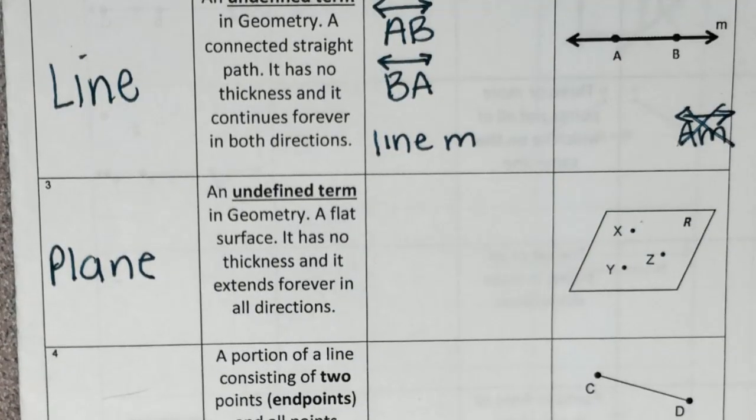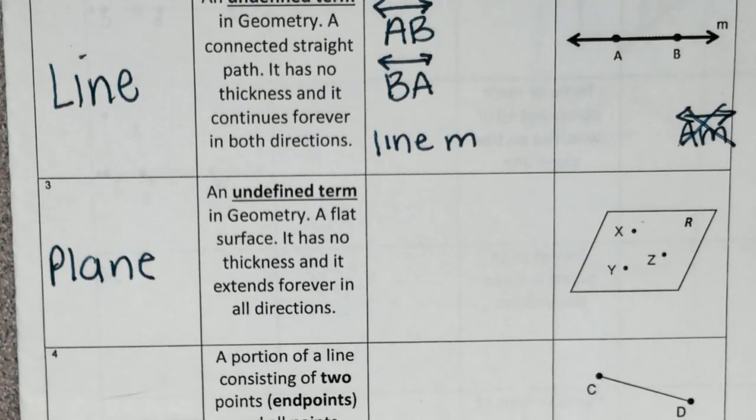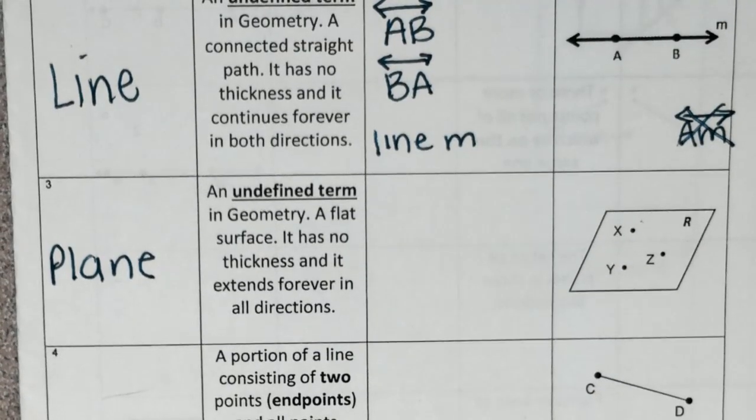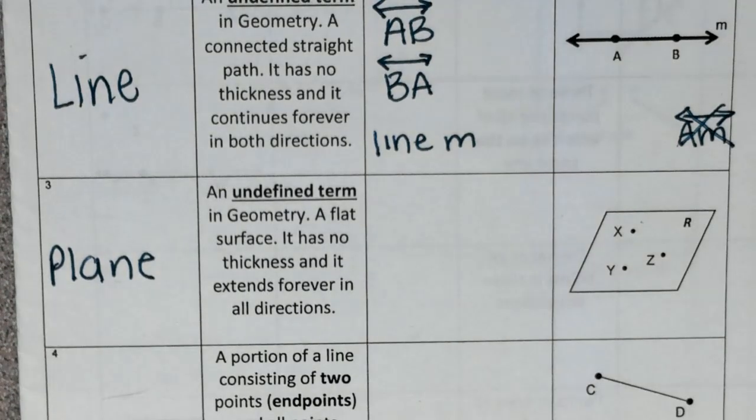What is the best example of a plane? The walls. Do you agree the walls are flat surfaces? The floor. Do you agree the floor extends forever? It's a plane. The ceiling is a plane. All right, any flat surface is a plane.